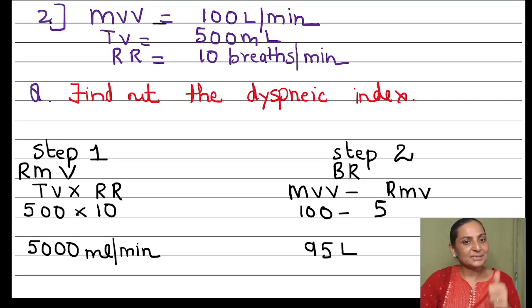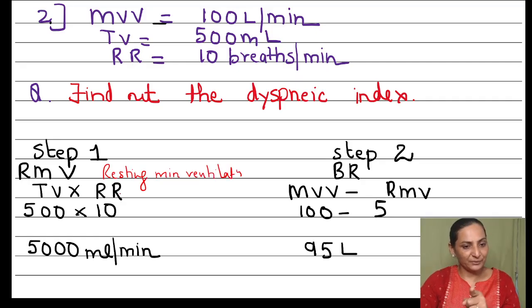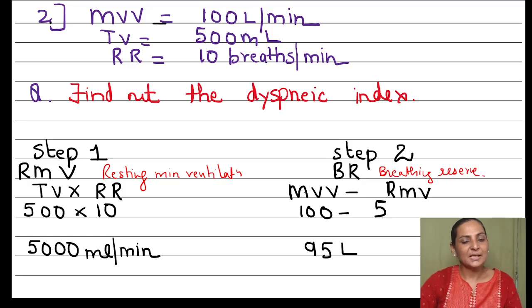So RMV, that is the resting minute ventilation, I'll just write down so that you don't forget. It is resting minute ventilation. This comes to be tidal volume into respiratory rate, that is 500 into 10, which is 5000 ml per minute. Step 2 is calculate BR. What is BR? It is nothing but the breathing reserve, which is MVV, maximum voluntary ventilation, minus RMV, resting minute ventilation.